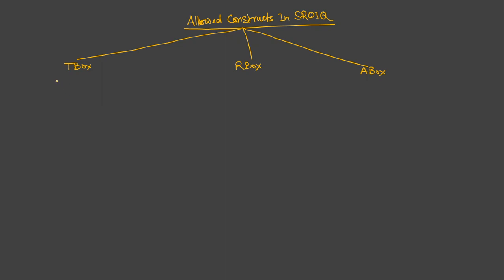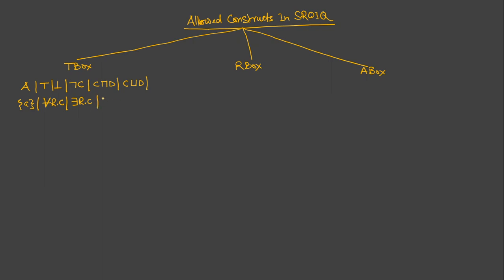So atomic roles are allowed. The top concept and the bottom concept are allowed as we had in the earlier cases. Negation of any arbitrary concept expression is allowed. These are all coming from ALC. C intersection D is allowed, C union D is allowed, nominal is allowed, universal restriction is allowed, and full existential restriction is allowed.